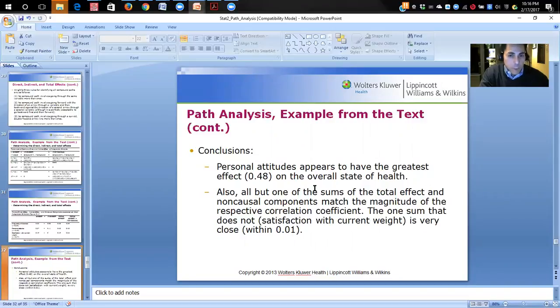So it's all in the mind. It's all about attitude. That's what they say. According to this example, it's your personal attitude in life that has the greatest effect on your overall state of health, assuming that all of our measurements of all these latent variables are at the interval scale.